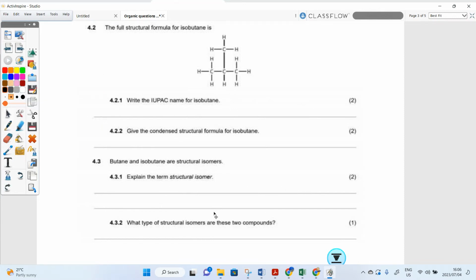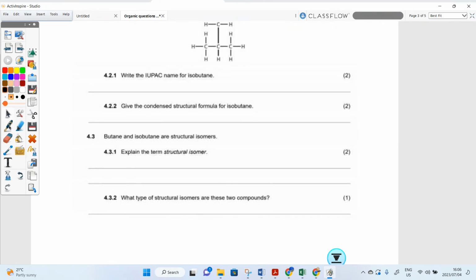Then the last one, guys, they say, what type? They're telling us butane and isobutane are structural isomers. What type of structural isomers are they? So you have isobutane there. What will butane look like? 1, 2, 3, 4, just like that. So is this a positional isomer or a chain isomer? What changed position? If it's positional, where was the C?